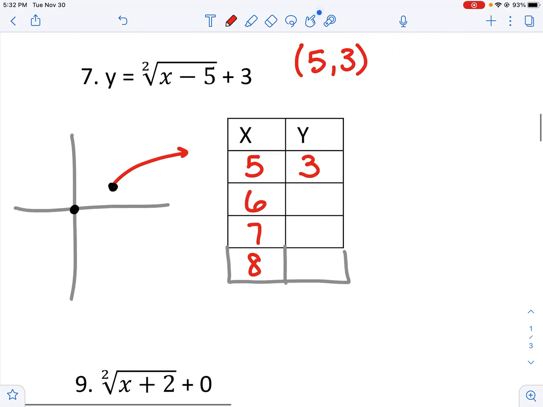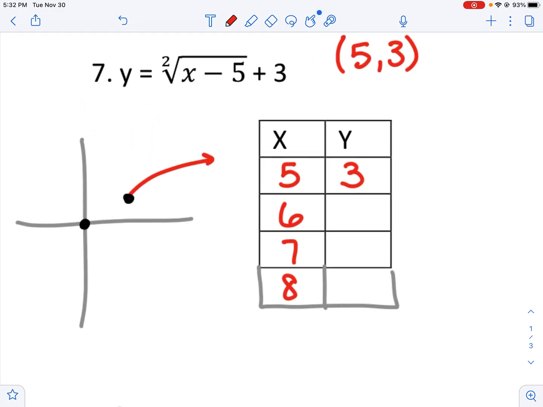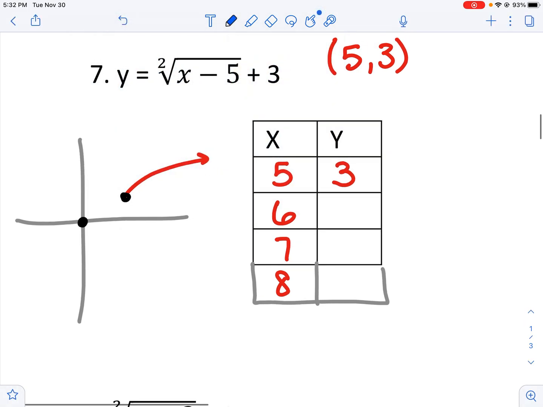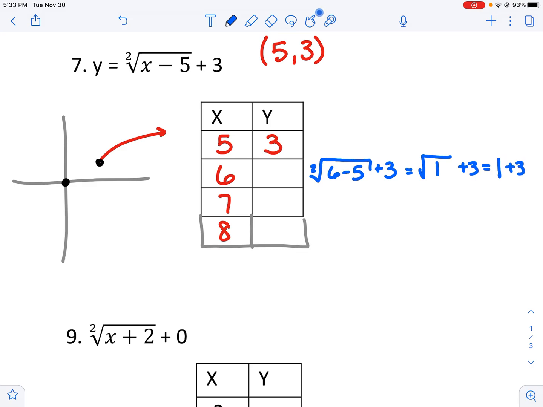So once I've identified what those numbers are, and again, on your worksheet, they're all given to you, but once I've identified the numbers that I should substitute in for x, what I would do is substitute those numbers in for x and simplify. So I would put y equals the square root of 6 minus 5 plus 3, and then simplify. 6 minus 5 is 1. Square root of 1 is 1. Plus 3 is 4.